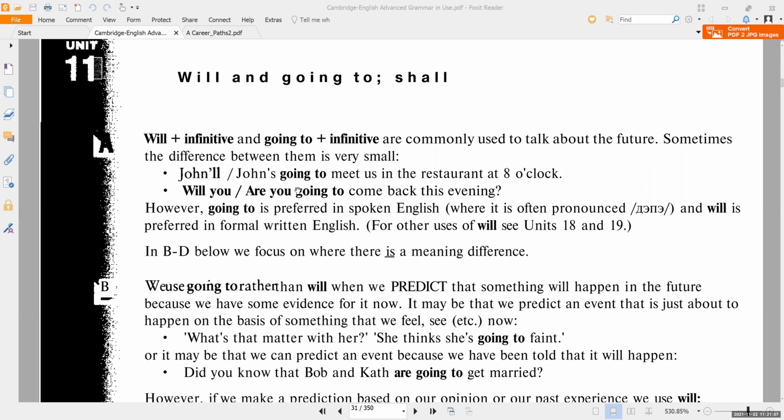Now, John's going to meet us in the restaurant at 8 o'clock. What is the difference between John will meet us in the restaurant at 8 o'clock or John is going to meet us at 8 o'clock?